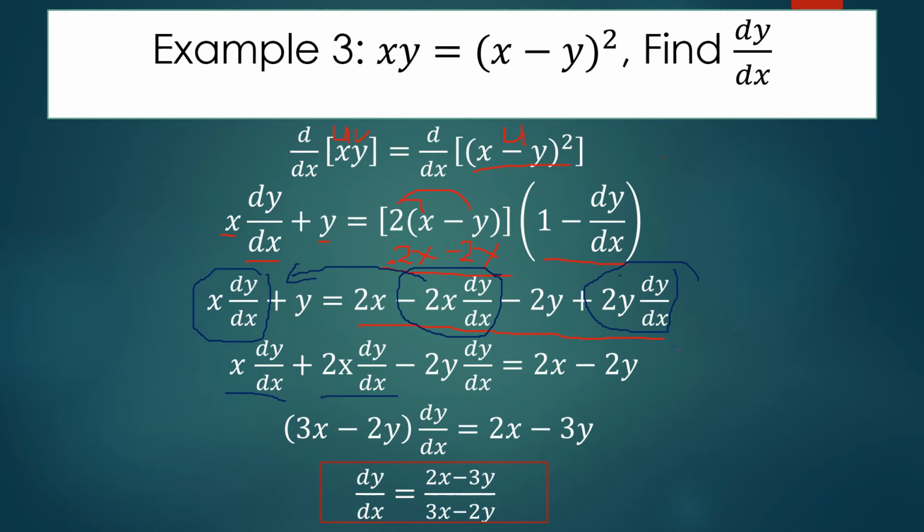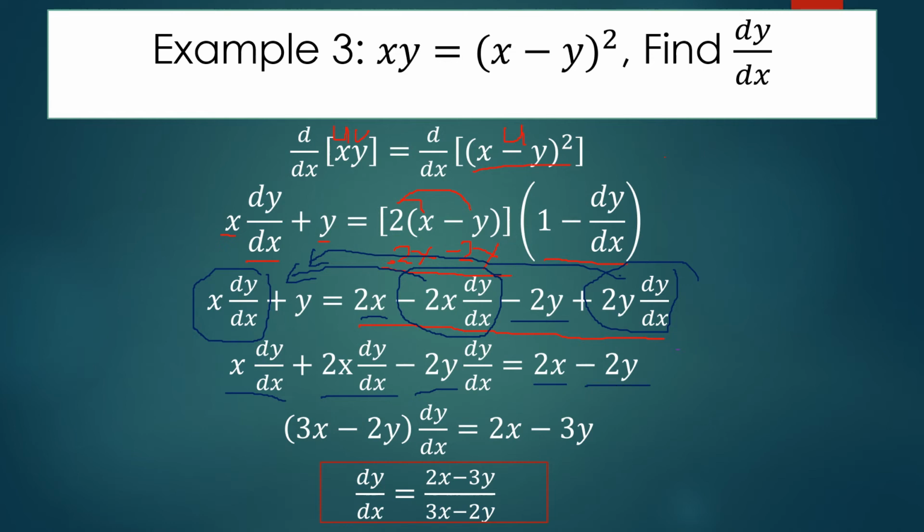And another one, we have 2y dy over dx. Since nasa right side of the equation siya, ililipat natin sa left. Since positive, magiging negative 2y dy over dx. It is equal to, yung walang dy over dx, ilagay natin sa right side. So, sila yung mga nandito sa right side. So, since si 2x ay nasa right side na, so no need to change the sign. And also, negative 2y nasa right side na, so just bring down.